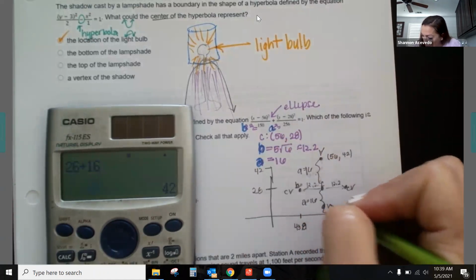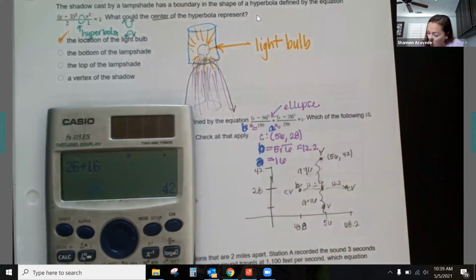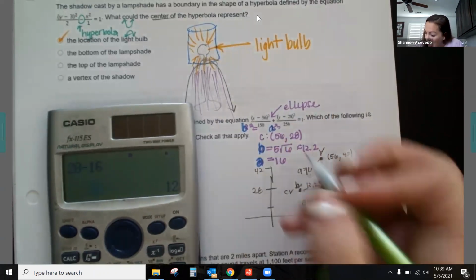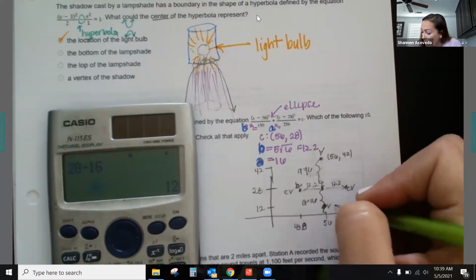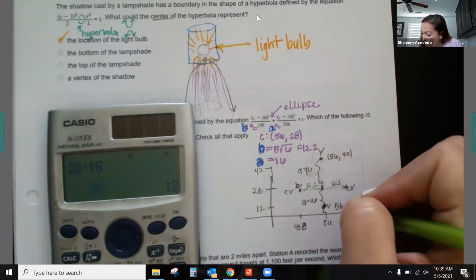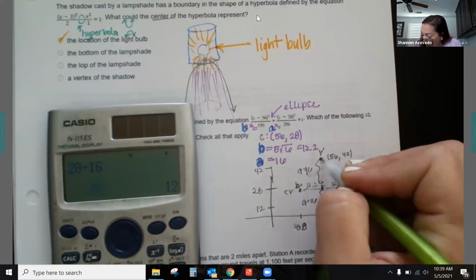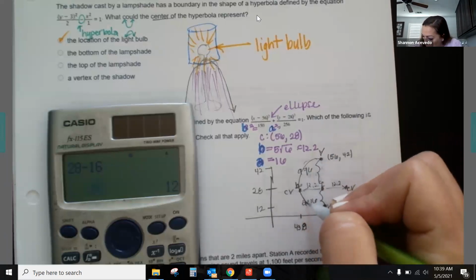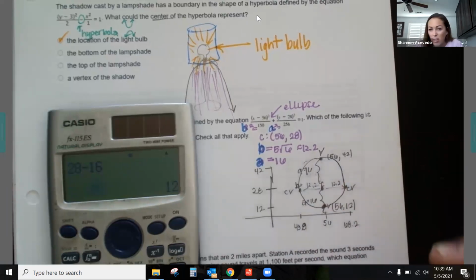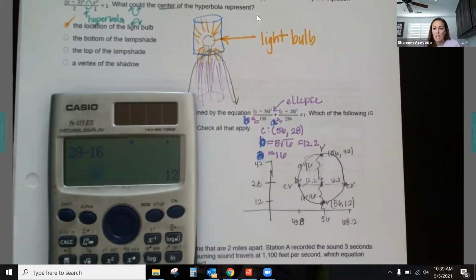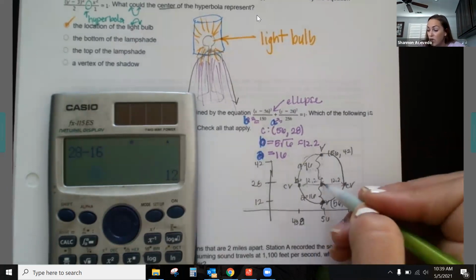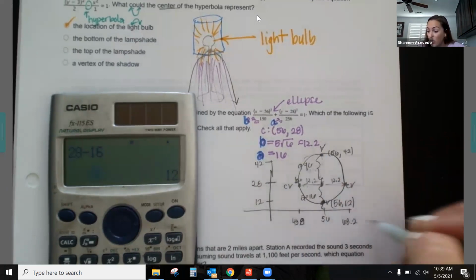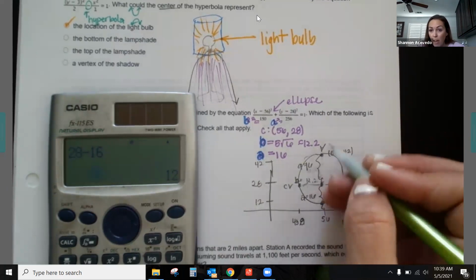So I'm going to have my other vertex right here. I'm going to go down 16. So 28 minus my 16 is going to be 12. So this other vertex here is going to be at 56, 12. Obviously this is not to scale. It looks more like a circle, but you guys get the idea. So it's easy to find the values. All I'm doing is focusing here at my center and I'm adding or subtracting those A or B values.